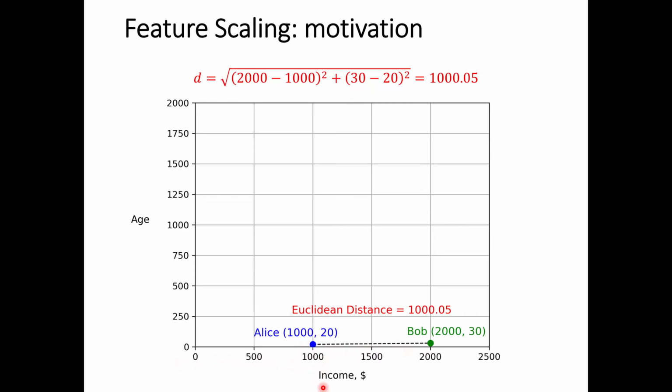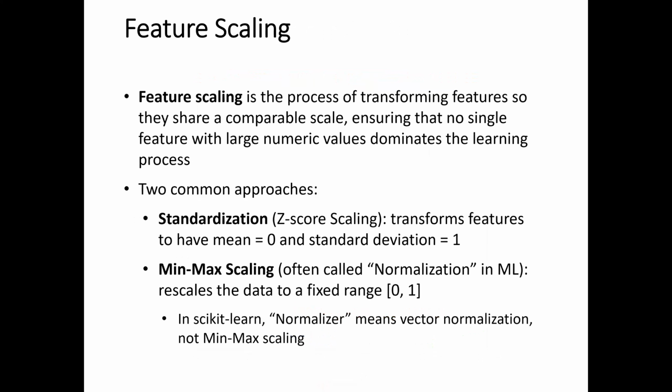Many machine learning models will take this scale inequality between features into account, which can lead to inaccurate predictions. To reduce the negative effect of having features on different scales, we apply feature scaling. Feature scaling is the process of transforming features so that they are on a comparable scale, making sure that no single feature with large numeric values dominates the learning process.